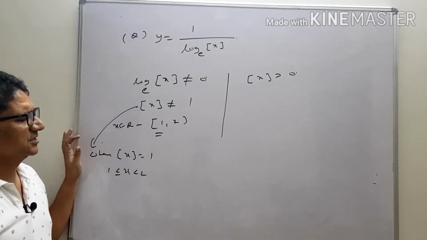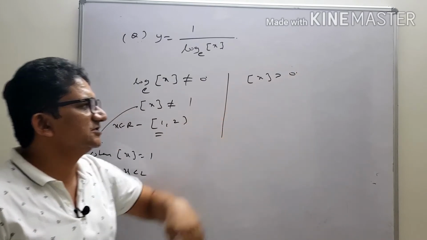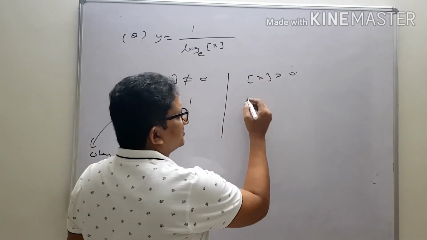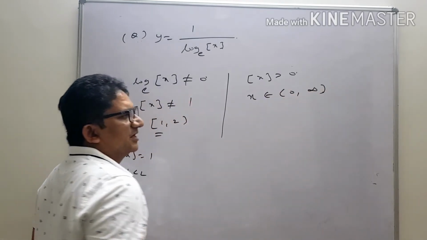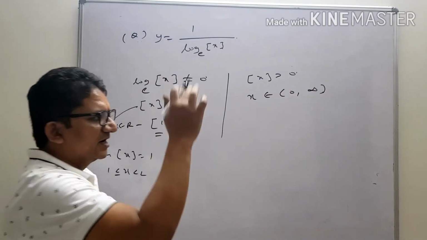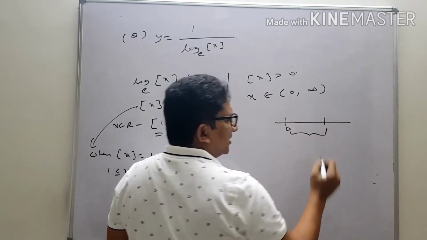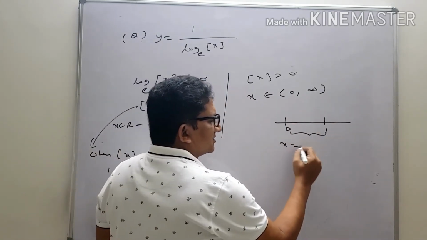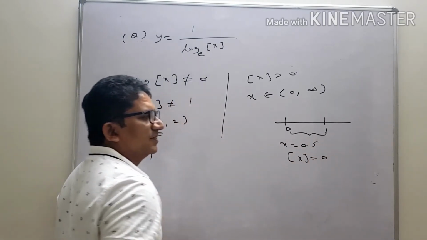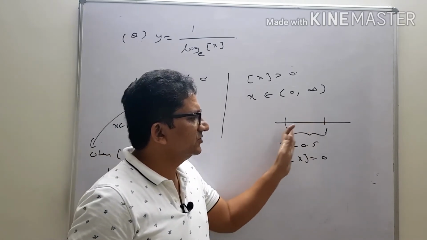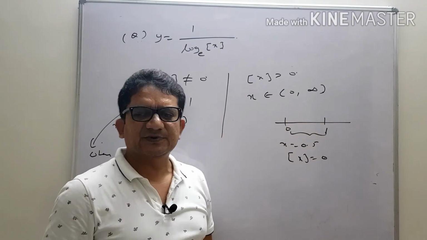Okay, so now turn off the mics and check. Here the next part is what? [x] is greater than 0. Generally students will write x belongs to 0 to infinity. But in between 0 and 1, if I give x equals 0.5, then [x] gives 0. So from 0 to 1, you take any value, the output of [x] is 0.